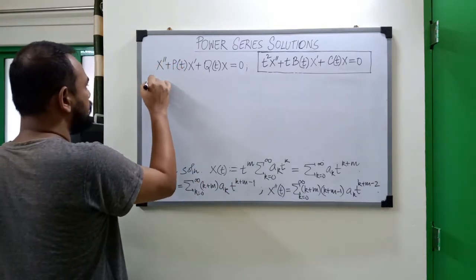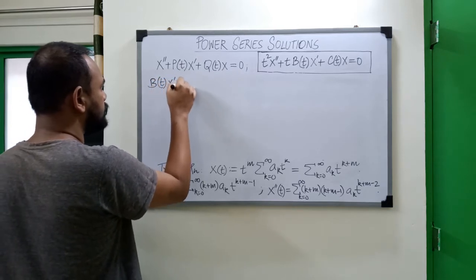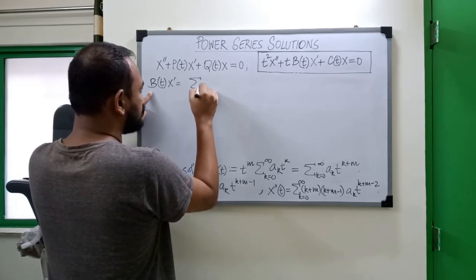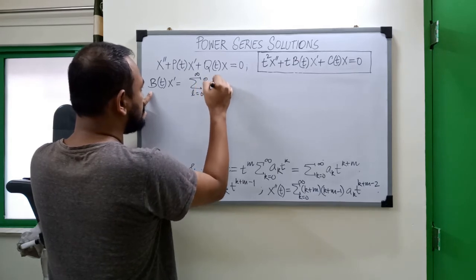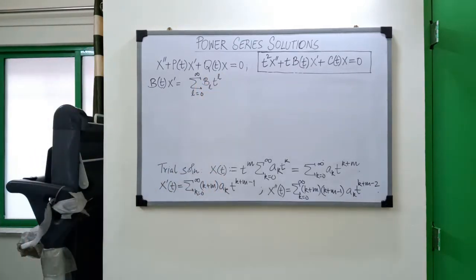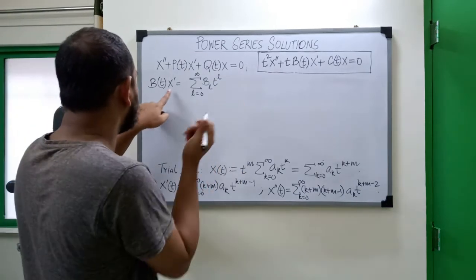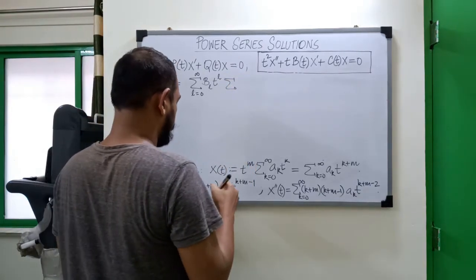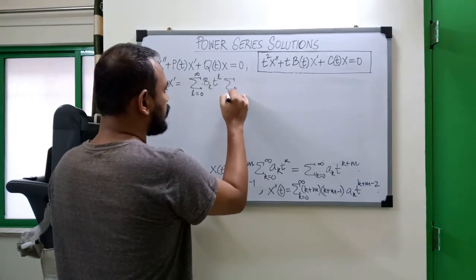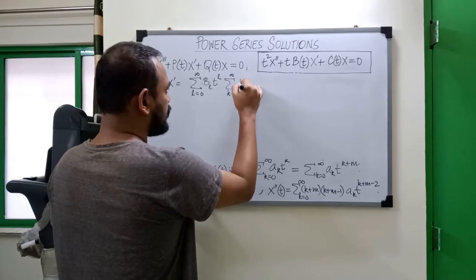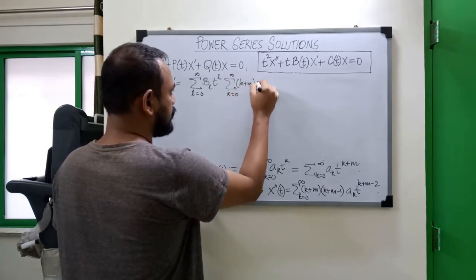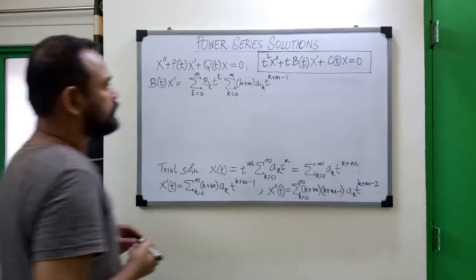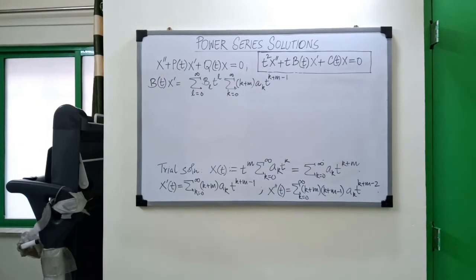Let's just do that. So b times x prime will be, well, b had a power series expansion like this, where L went from 0 to infinity, BL t to the L, and x prime has this power series expansion, which is, we're using the index k here, so k from 0 to infinity, k plus m, ak t to the k plus m minus 1. Okay, let's just work that out.